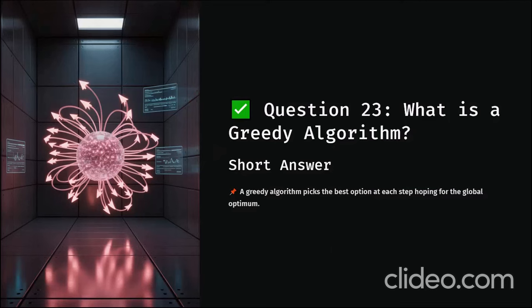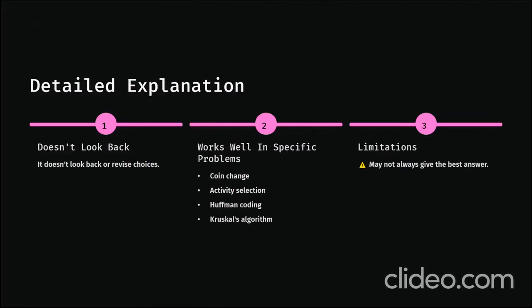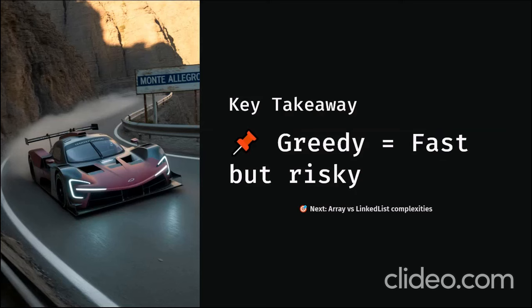The greedy algorithm. A greedy algorithm picks the best option at each step, hoping for the global optimum. It doesn't look back or reverse choices. Works well in specific problems like coin change, activity selection, Huffman coding, Kruskal's algorithm, but there is a limitation. May not always give the best answer. So greedy is equal to fast but risky, right?